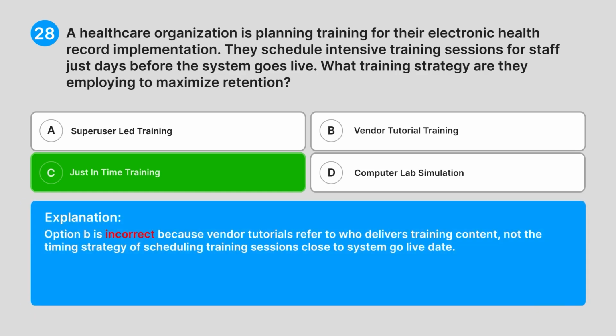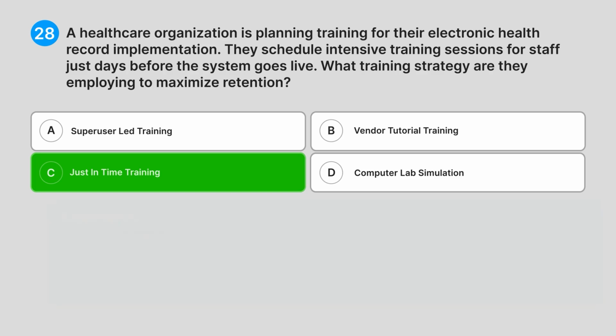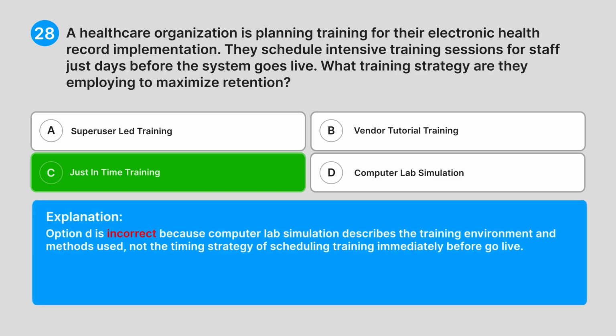Option B is incorrect because vendor tutorials refer to who delivers training content, not the timing strategy of scheduling training sessions close to system go-live date. Option D is incorrect because computer lab simulation describes the training environment and methods used, not the timing strategy of scheduling training immediately before go-live. This question is about optimizing training strategy for health IT implementations. Training timing is crucial for retention and effectiveness.